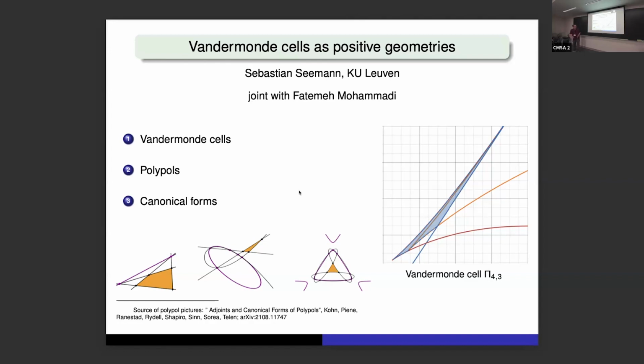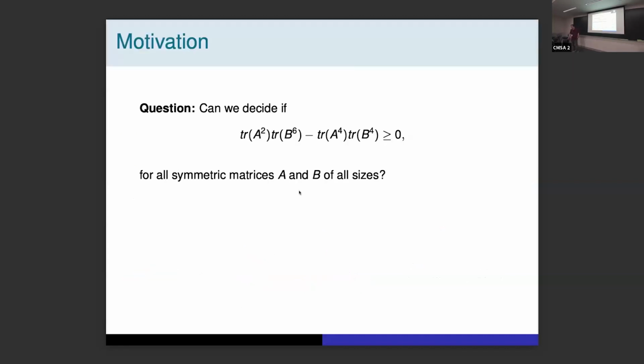So I will start in the first section to tell you what Vandermonde cells are. I'll give some motivation, where they come from, how they arise. And in the second section, I will tell you about polypols, which are special semi-algebraic subsets of R^n. Some of them are positive geometries and well understood in that setting. And then in the last section, I will talk about canonical forms of those Vandermonde cells and what works and maybe what doesn't work. Okay, so let's start with some motivation.